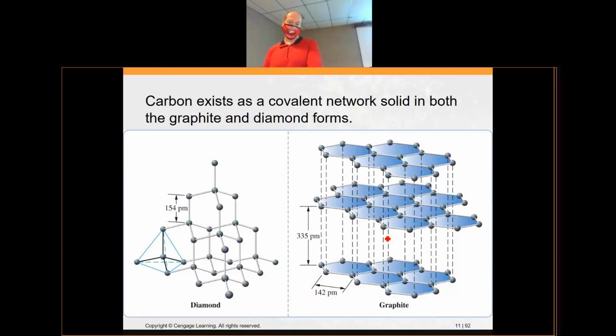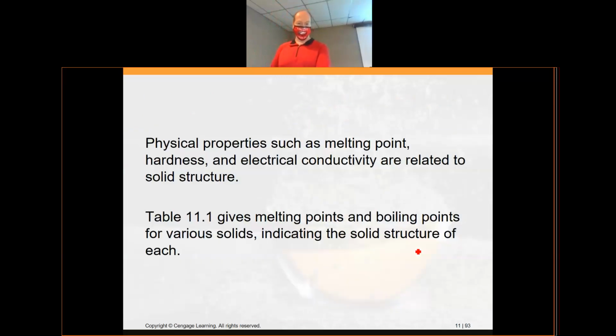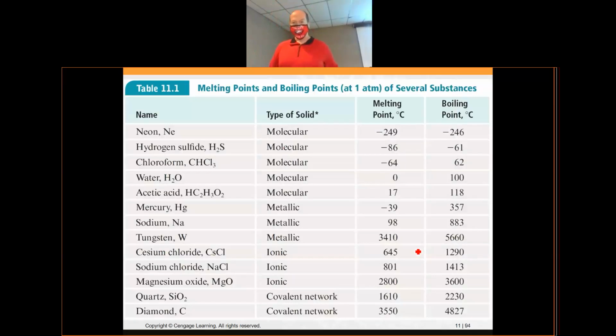All right, so here's your diamond, here's your graphite. That is a covalent network, not a simple molecule, a very complex molecule. All right, so here's a bunch of solid types. So here we're going to start off with a bunch of molecular solids.